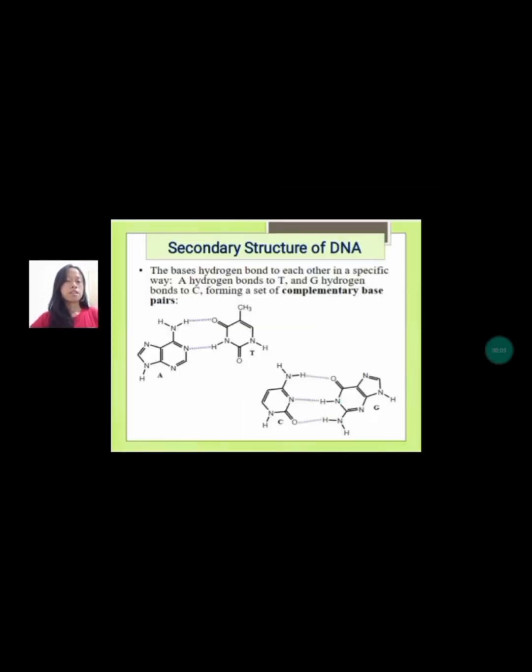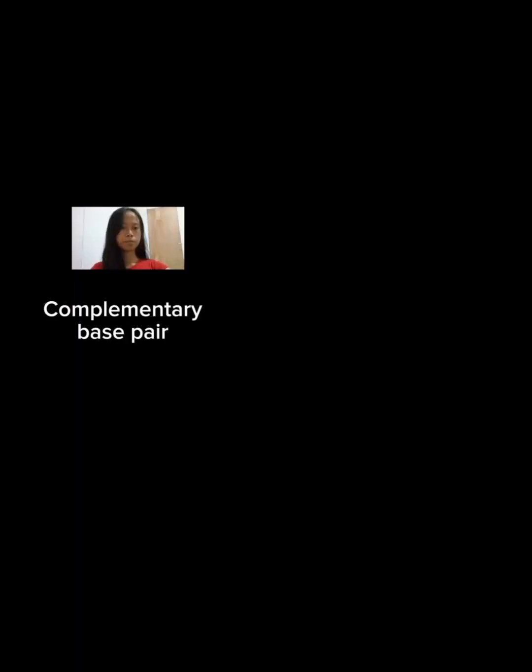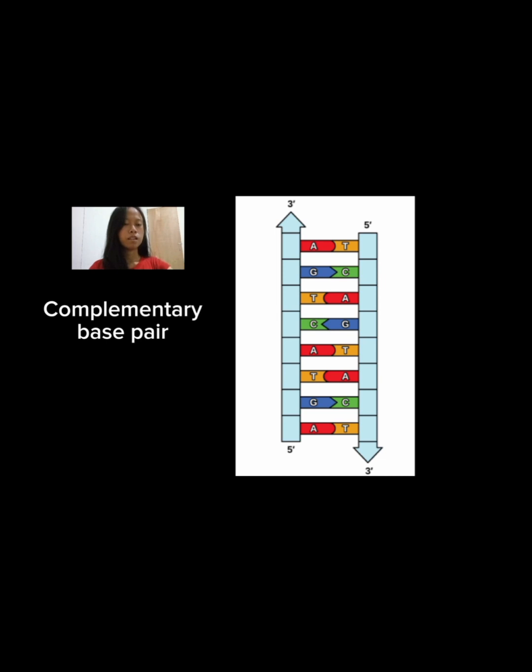Next is the secondary structure of DNA. The bases hydrogen bond to each other in a specific way. A hydrogen bonds to T and G hydrogen bonds to C, forming a set of complementary base pairs. Complementary base pairing refers to the specific hydrogen bonding between nitrogenous bases in DNA. Adenine pairs with thymine and cytosine pairs with guanine.